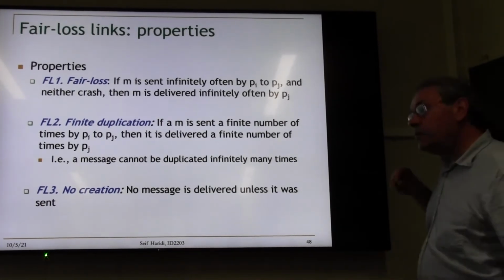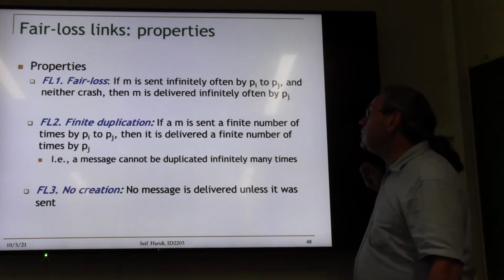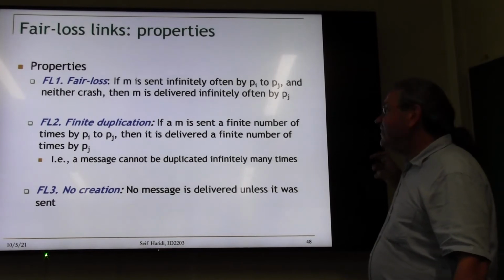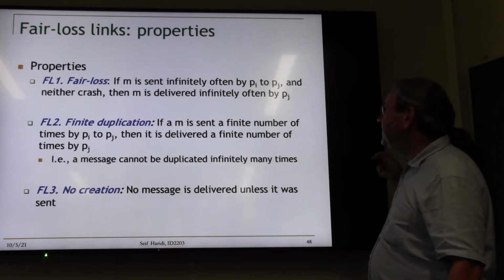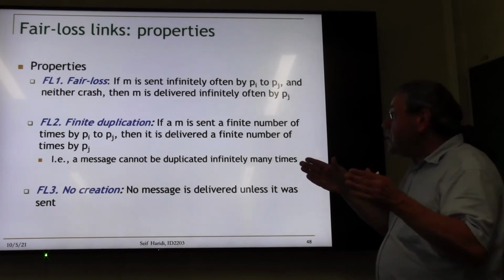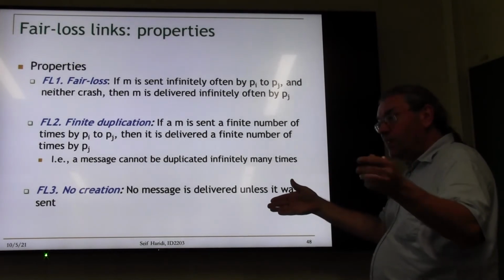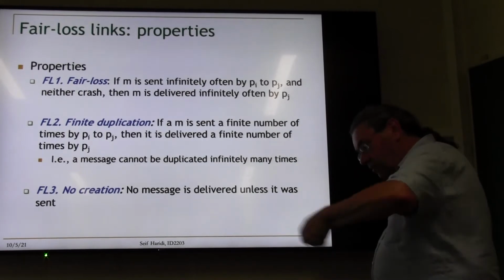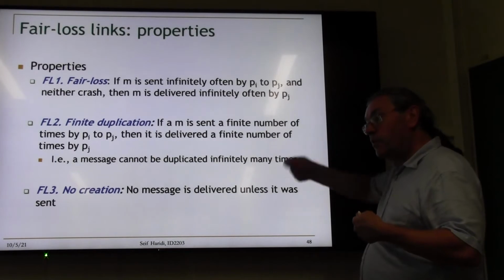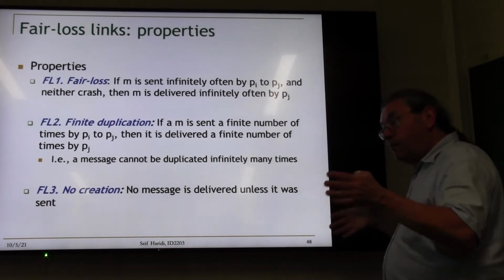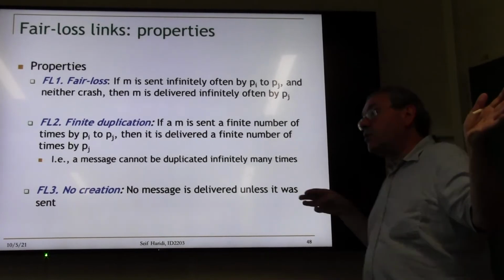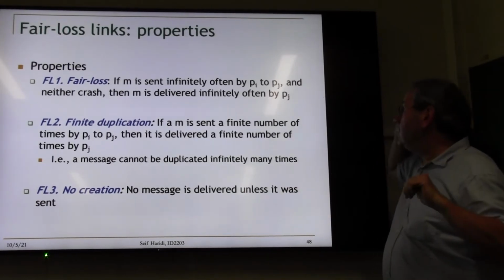We are here considering only one message, the same message. So if I have two messages, then FL1 holds for each one of them. If I send M an infinite number of times, then it will arrive an infinite number of times. That's one message. If I have another one, M2, then the same thing will hold for M2. This holds for all messages.